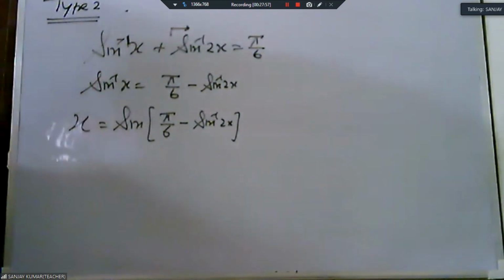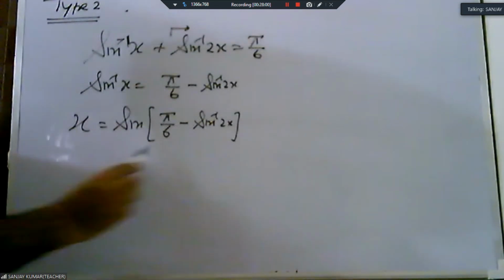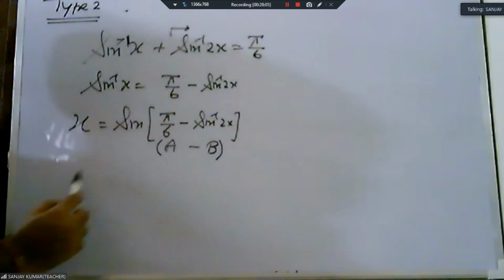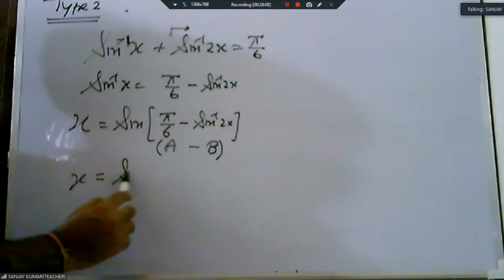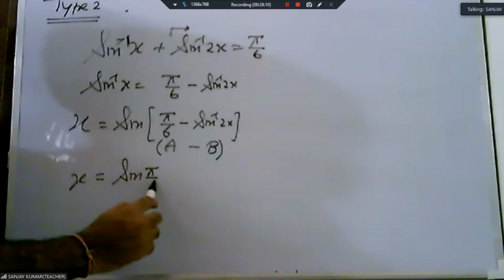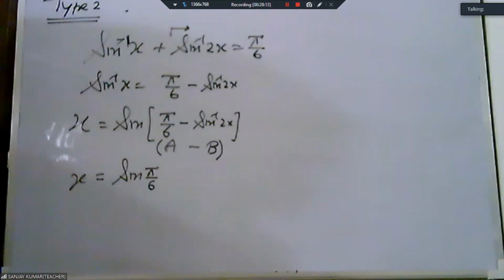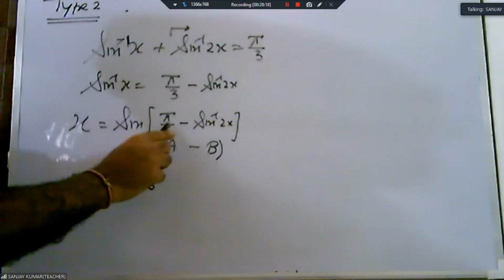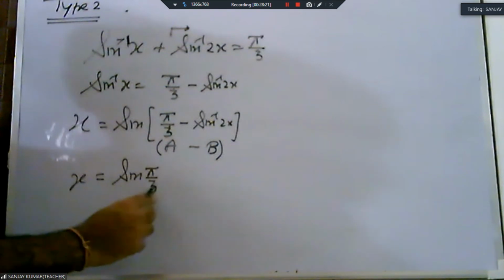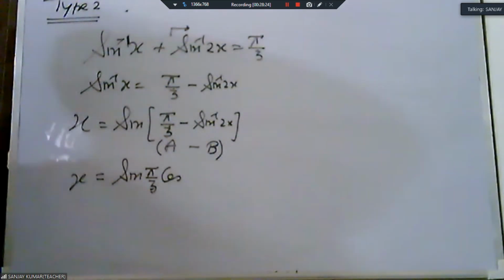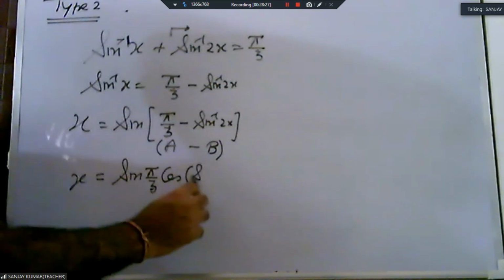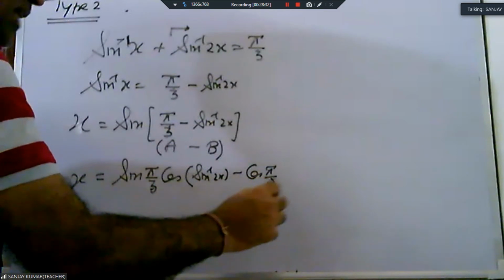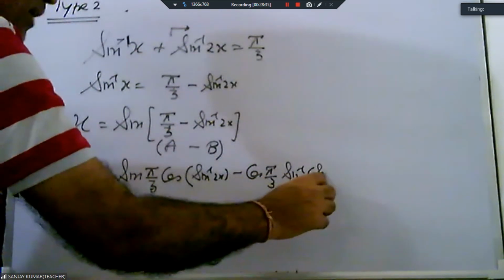So what we do now? Because this is sin of a minus b, we apply the formula of sin a minus b. If you remember, the formula of sin a minus b is sin a cos b minus cos a sin b. Here sin a means sin pi by 3, we change this to pi by 3. Then cos of sin inverse 2x, then cos a, that is cos pi by 3, then sin b, that is sin of sin inverse 2x.